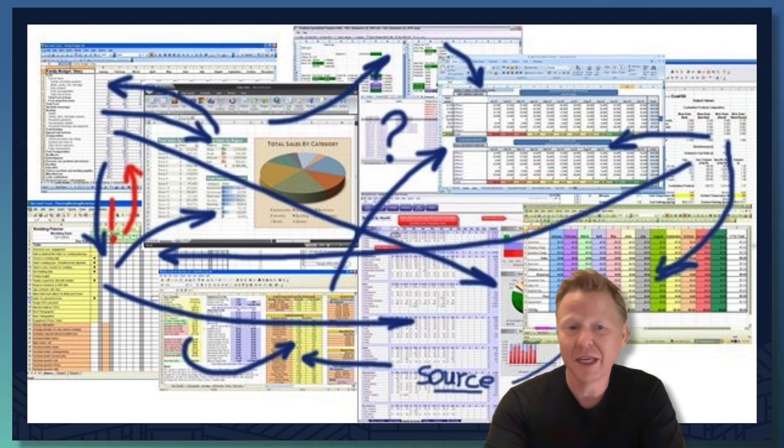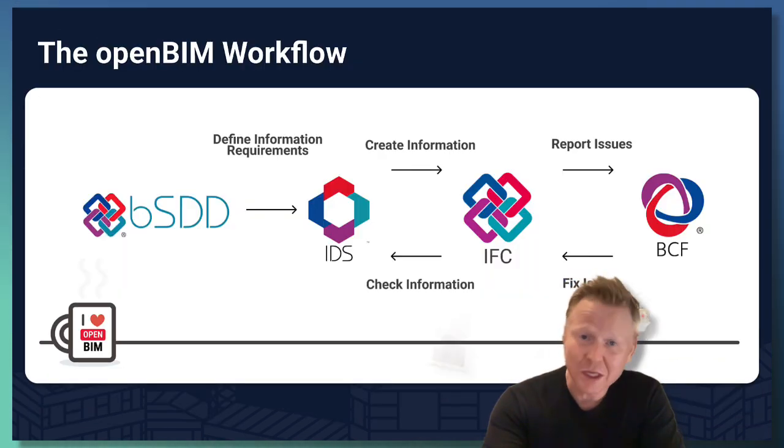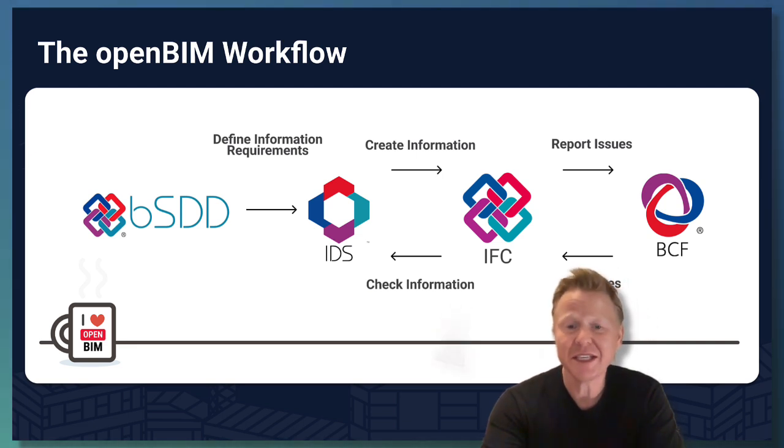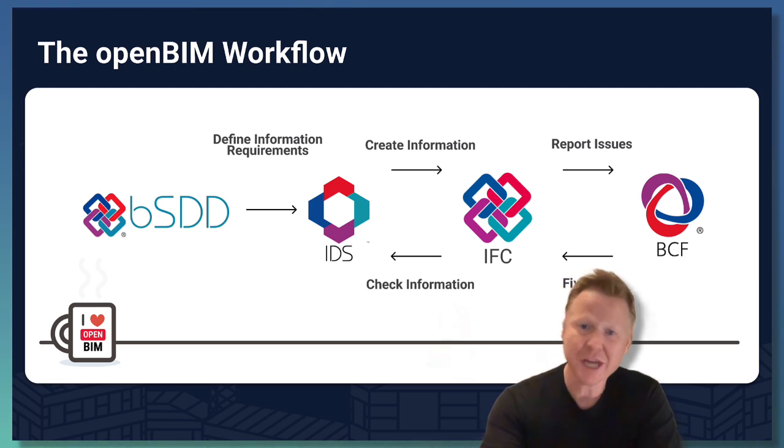cause a lot of broken communication. So what we have is this wonderful world of buildingSMART and the service of BSDD, the data dictionary repository that allows you to connect to talk the same language and create an IDS, an information delivery specification, in a format that everyone can understand. You can use it to create the information and you can use it to check the information.